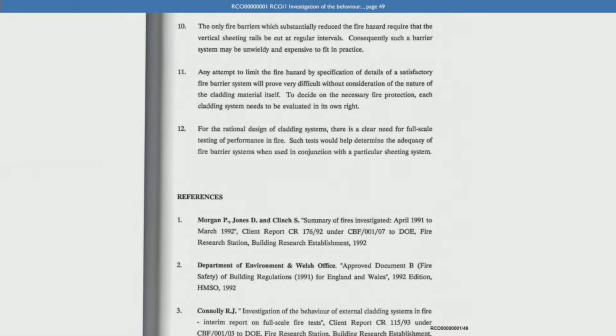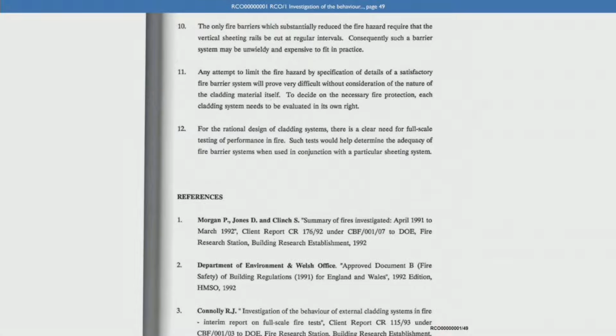if we turn the page, 10, the only fire barriers which substantially reduce the fire hazard require that the vertical sheeting rails be cut at regular intervals. Consequently, such a barrier system may be unwieldy and expensive to fit in practice. And then 11, any attempt to limit the fire hazard by specification of details of a satisfactory fire barrier system will prove very difficult without consideration of the nature of the cladding material itself. To decide on the necessary fire protection, each cladding system needs to be evaluated in its own right. Now, when you first saw this report, or perhaps even now, did you or do you agree with those 4 conclusions?